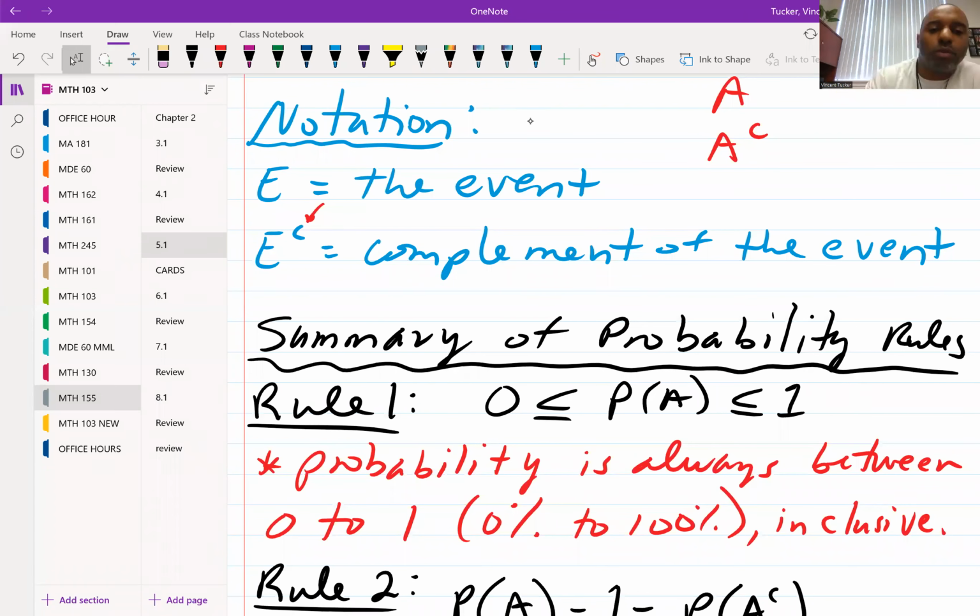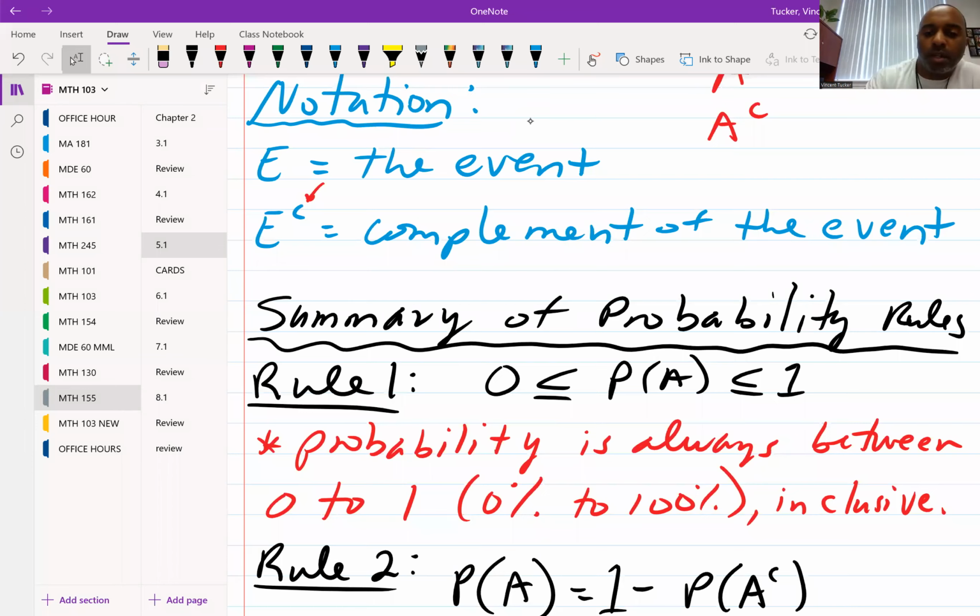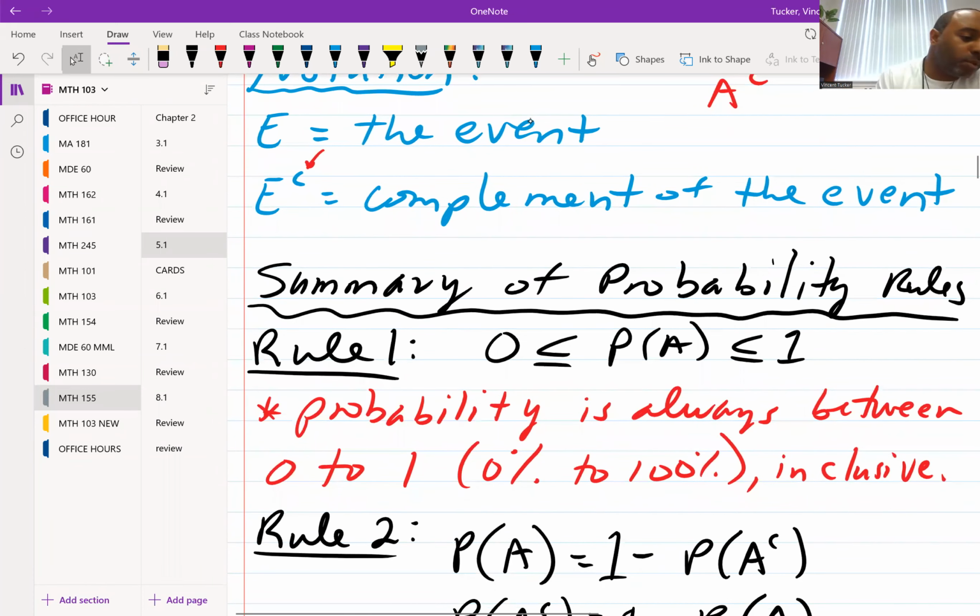So the summary of probability rules, we have 1 and 2 here. We'll get a few more as we progress throughout the chapter. All right, so the first rule is that your probabilities will always be between 0 and 1 inclusive. So it is possible to be 0 or 0%, and it is possible to be 1 or 100%, but they have to be in between. You cannot be greater than 1, and cannot be less than 0.